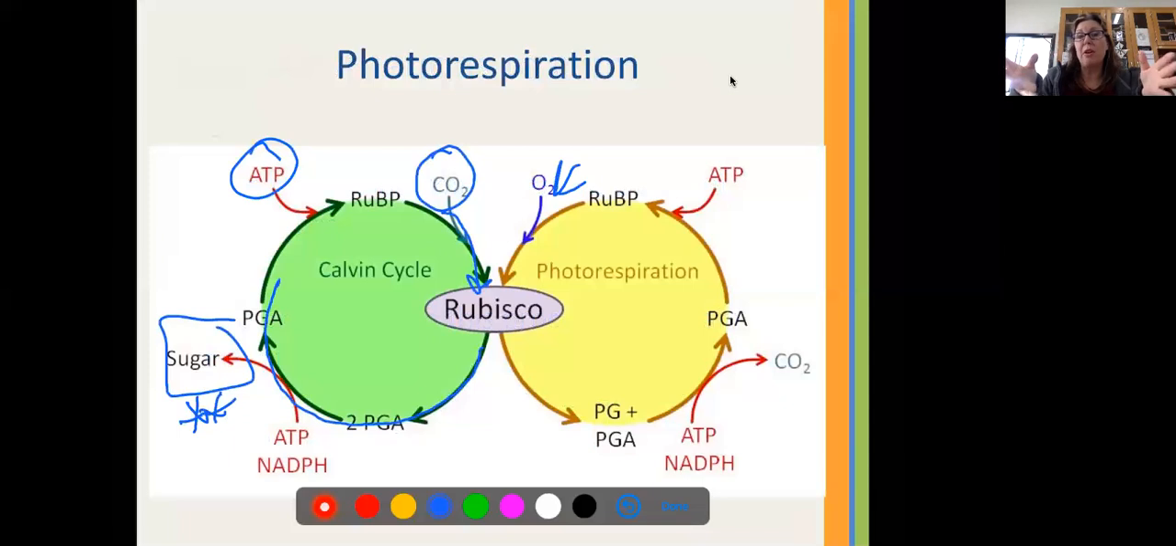Respiration, cellular respiration, right? We took in oxygen, we gave off CO2. So this is where photosynthesis is respiring. It's taking in the oxygen and giving off the CO2. So if you notice in the circle, instead of making sugar, we're kicking out CO2. So we're using that energy, those products from the light reaction, but we're not making any food. So it's counterproductive. It's a waste of energy and resources.